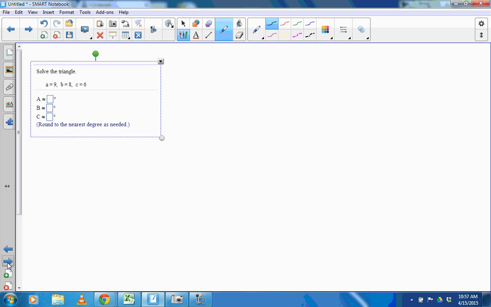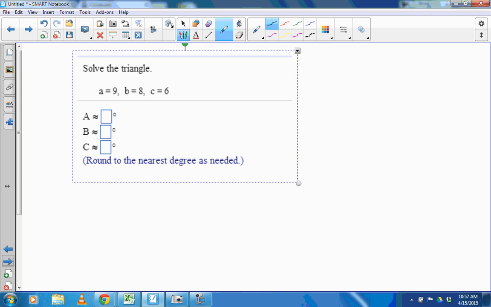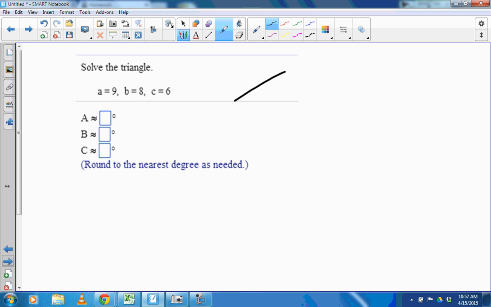Let's do this one. Now, I'm given a triangle. I've got all three sides, A, B, C. So this is 9, 8, and 6. All right. Now, remember what I told you. If you just remember this every time, you don't have to remember a bunch of stuff. Find what first? Which angle? Right. Find the small angles first.